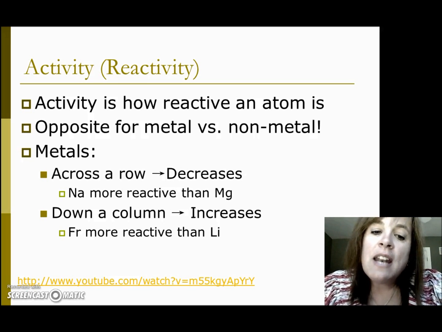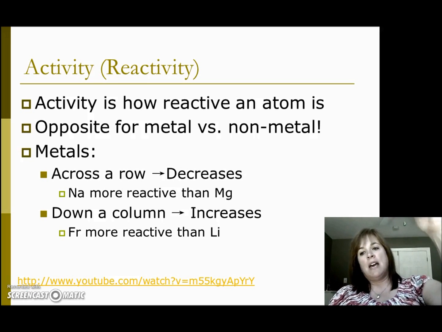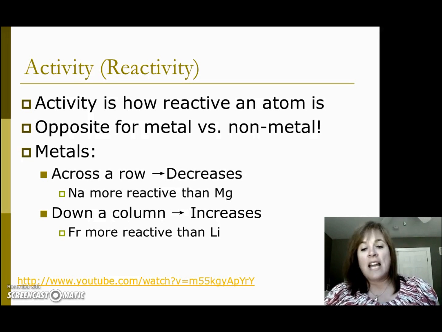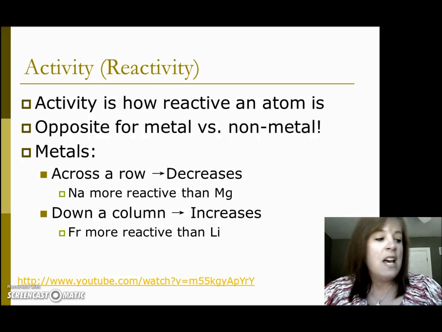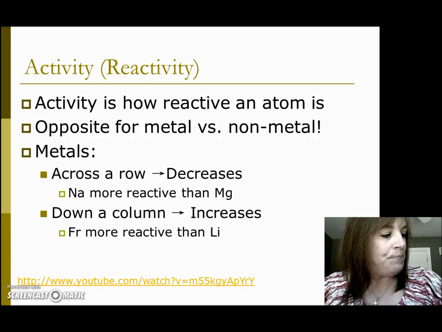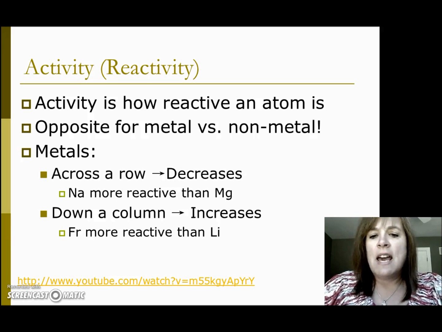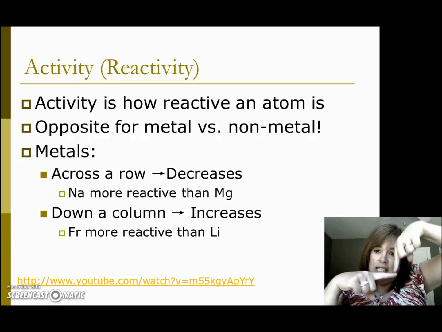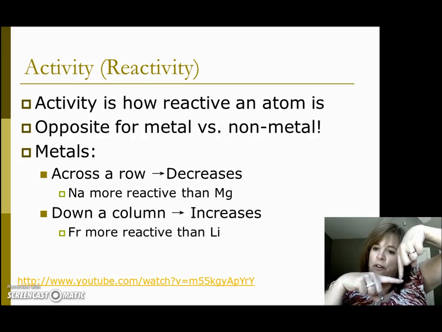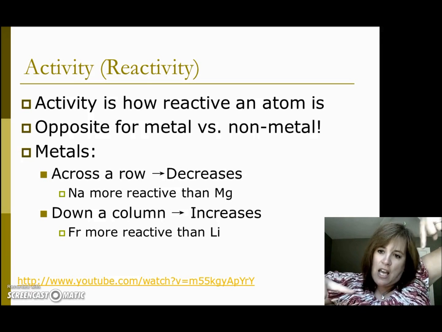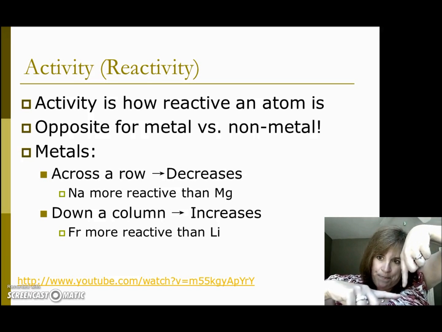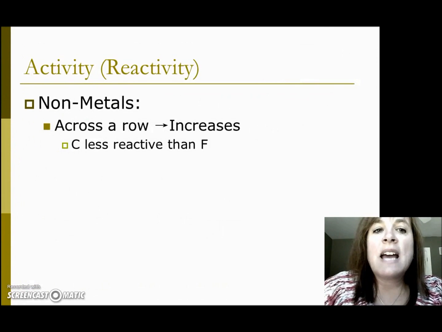Now you should have noticed that in the alkaline earth metal lab, that as we went down, our calcium was much more reactive than our magnesium was. So you should have seen that in lab. So for metals, the most reactive is down in that very bottom corner where francium sits. So reactivity in metals goes like this. But in nonmetals, it's the exact opposite.